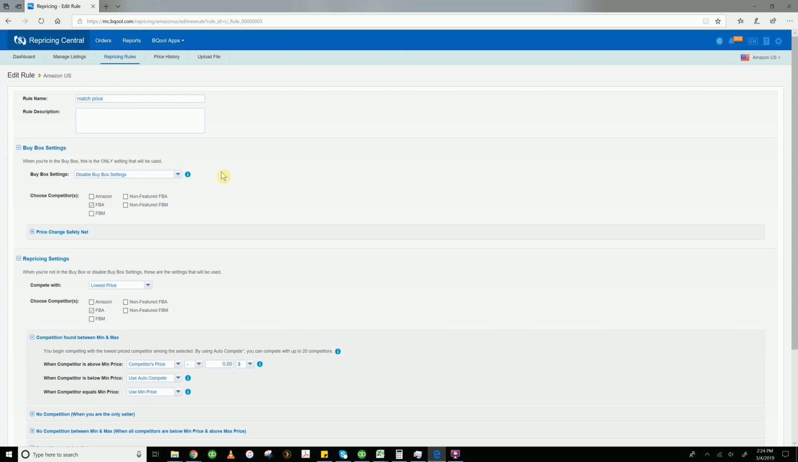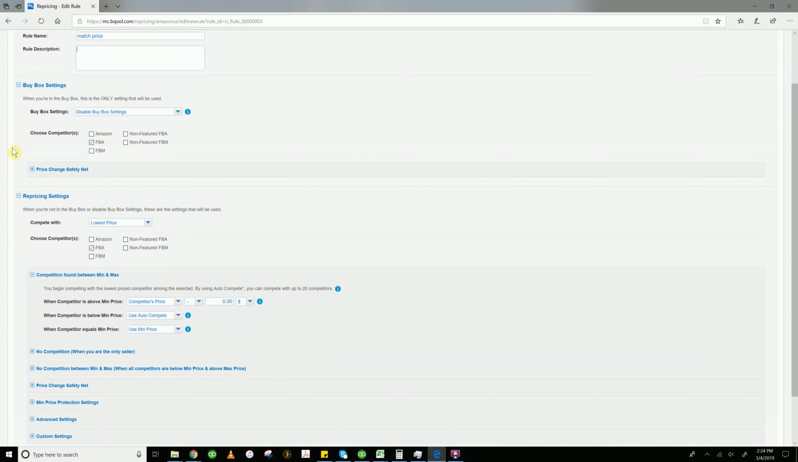So buy box settings, when we're in buy box, we want to disable buy box settings. Not really going to get into this, but basically if you're in the buy box and someone undercuts you, you could price match down to match, but if you're in the buy box already, you're not going to lose a sale by that, so we prefer to keep our higher price while in the buy box. So disable buy box settings and just click check FBA.